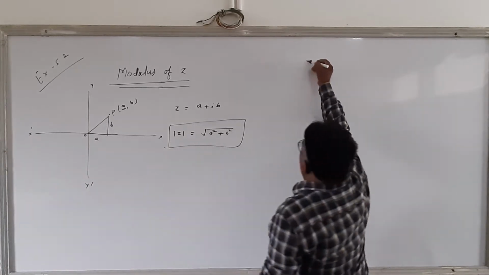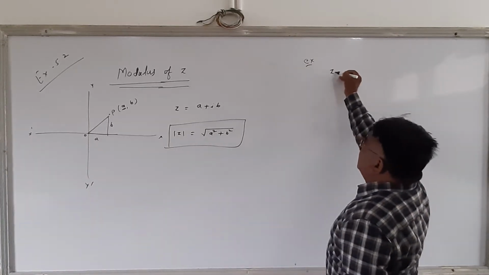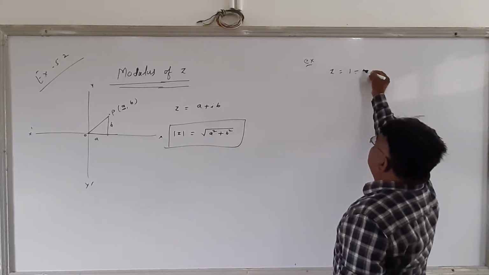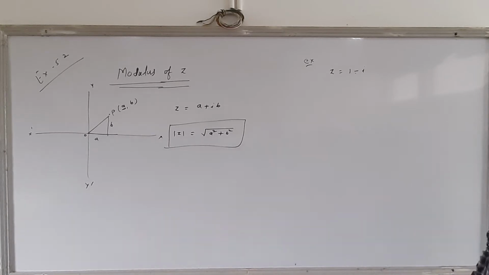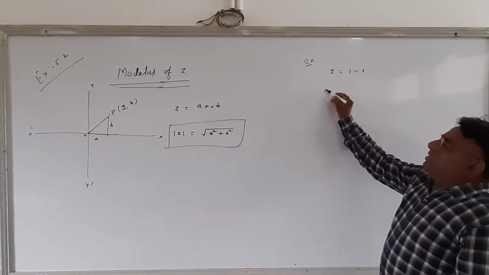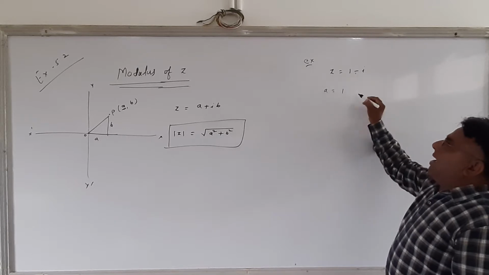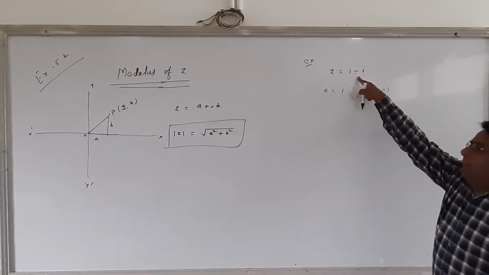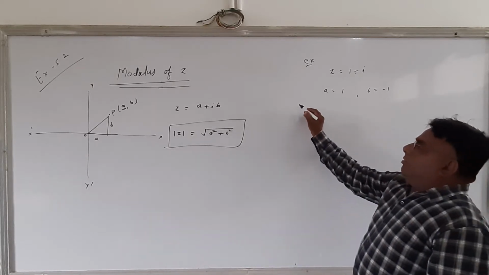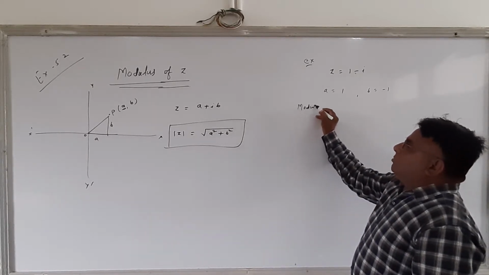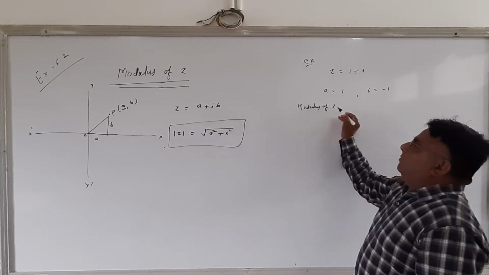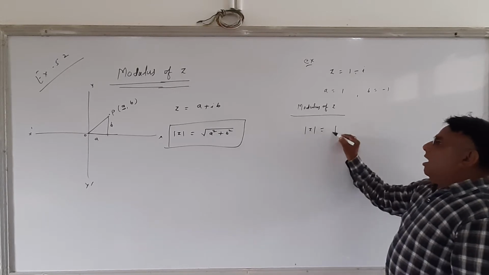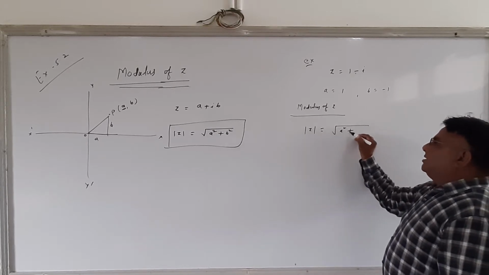For example, z equals 1 minus iota. This is a complex number. First thing, what is the real part? a is 1 and the imaginary part b is minus 1, that means the coefficient of iota. And now find the modulus of z. Then mod z is under root a square plus b square.